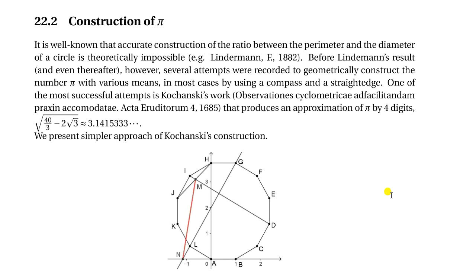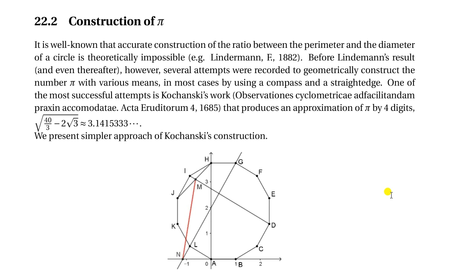Okay, it is known that it's impossible to construct a line segment whose length is pi, and it was proven by Lindemann around 1882. But there was a long history of trying to construct such a line segment, and one of the famous ones is around 1685. The method is done this way. So in this video, I just try to give you a simpler version of the construction here.